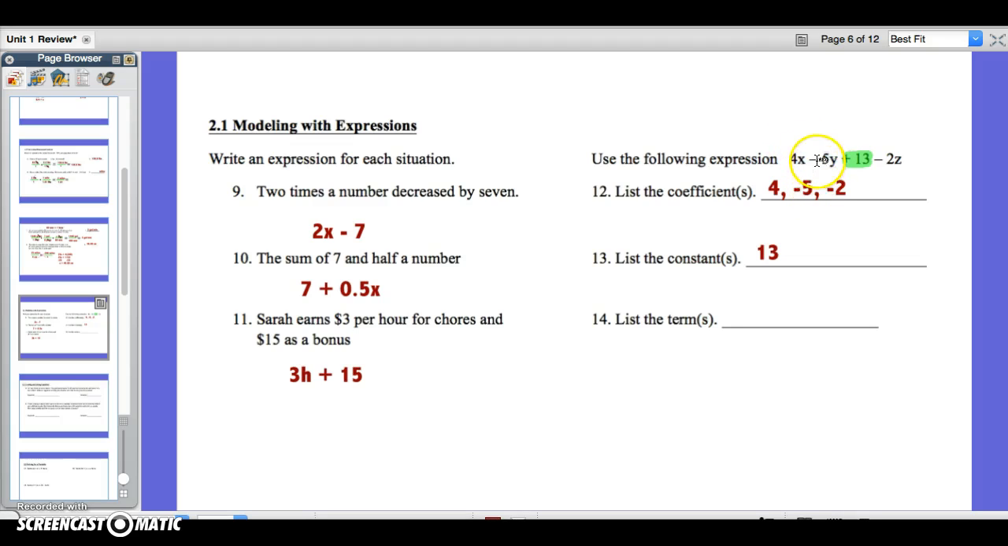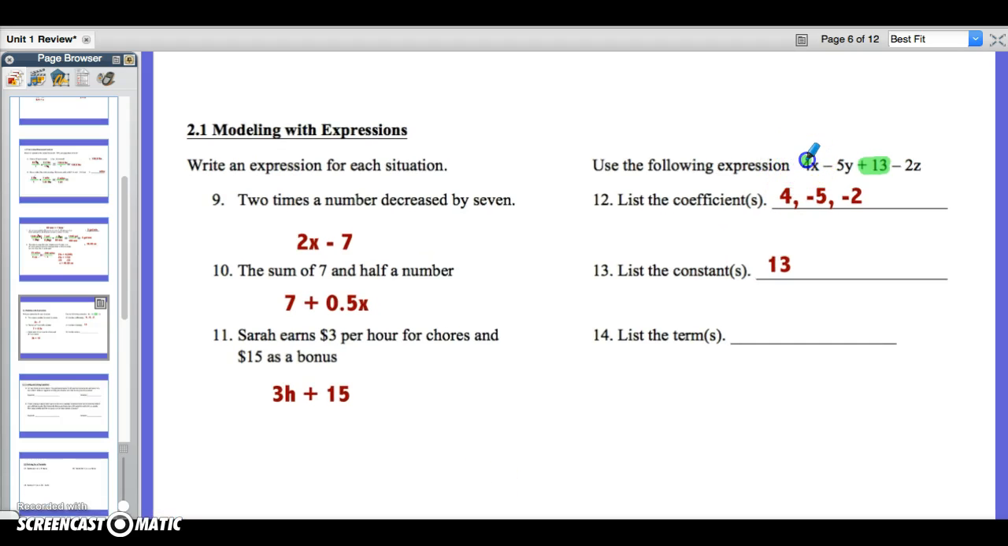Terms are separated by subtraction and addition. So I'm going to, actually I'll continue to highlight, that's fine. I have a term here, 4x. I'm going to change the color so you guys can see the difference. I have a term -5y, that's a term. 13 is a term, and then -2z is a term.